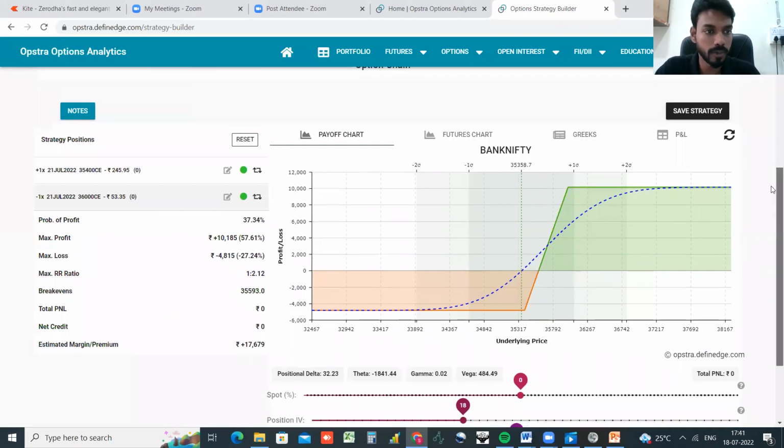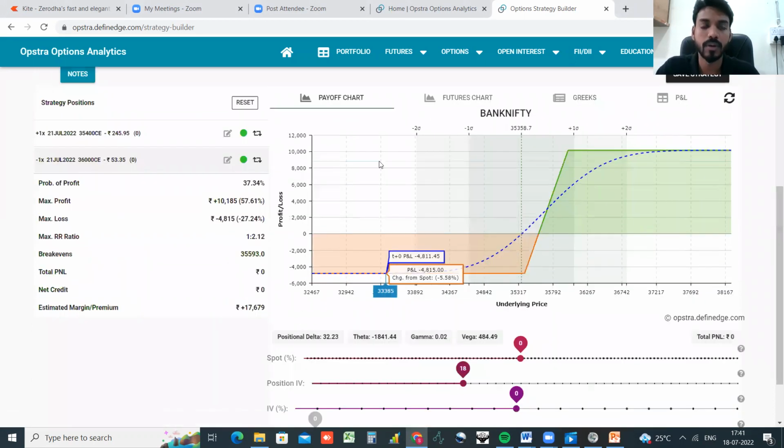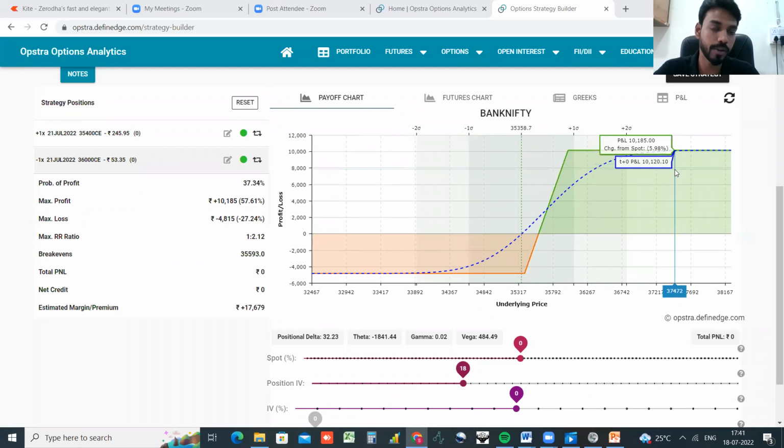Okay, so if you can see how much is the maximum risk here, guys. What is the maximum risk now? What is the maximum risk involved now? $4.8. And what is the maximum target? What is the maximum risk reward you have here? I mean, the reward is 10,000, loss is 4,000. So this is how you can actually manage your losses.